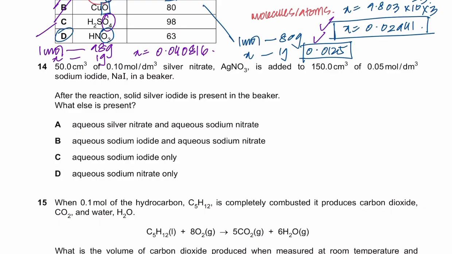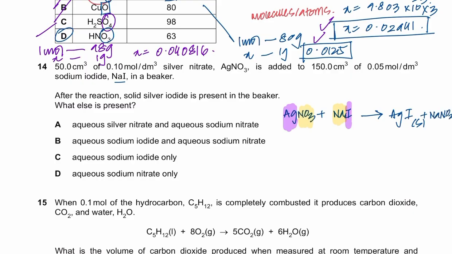Okay, so moving on with question 14, it says 50 centimeter cube of this much concentration of silver nitrate is added to this much volume of this much concentration of sodium iodide in a beaker. Now if you have silver nitrate and you add it to sodium iodide, what would happen is a precipitate would form, because that's a precipitation reaction. Silver iodide is an insoluble salt that would be formed. That's basically yellow. AgI would be formed, and then a solution would be formed for NaNO3 because that's soluble, right? So NaNO3 aqueous would also be formed.